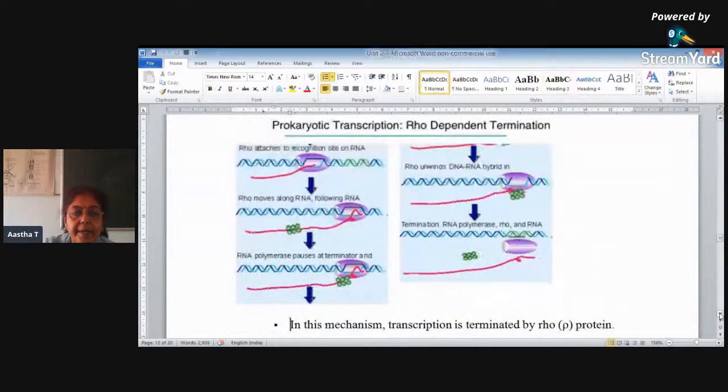Second one is rho dependent termination of transcription. Here the rho factor is involved. So rho attaches to the recognition site on the RNA. It moves along the RNA. Then it pauses at the terminator region, that is, when the termination codon comes. Then it unwinds the DNA-RNA hybrid and termination separates RNA polymerase, rho and RNA. This is the DNA with RNA polymerase, this is the rho factor and this is your RNA.